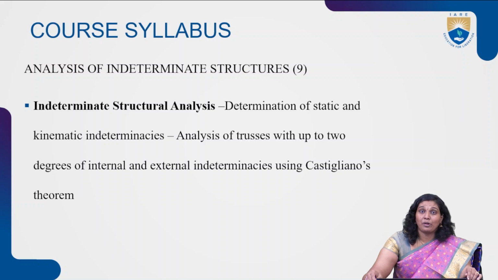If these static equilibrium equations are not enough to analyze, such structures are known as indeterminate structures. In these indeterminate structures, again we categorize them as static, kinematic and so on, and various degrees are involved, based on the degrees of freedom and the indeterminacy we have to understand. In this particular module, analysis of stresses with up to 2 degrees of internal and external indeterminacies using Castigliano's theorem.